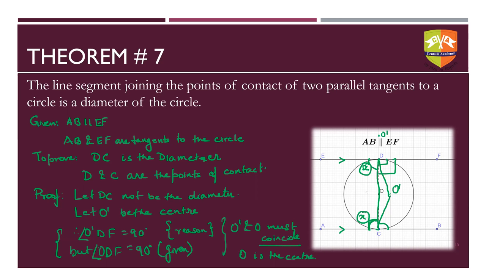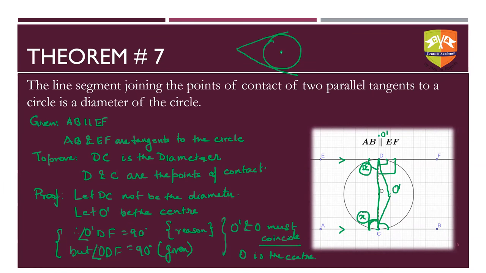So the line joining the point of contact must be inclined equally to both the tangents. Am I right? Yes or no? Yes. Why? Because, look, this is another way. I'm saying this. Let us say there are two tangents.